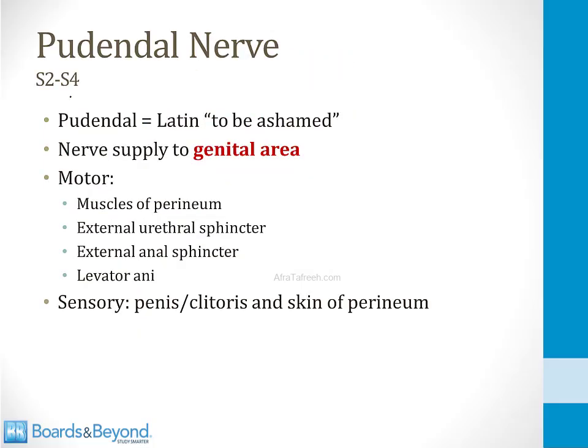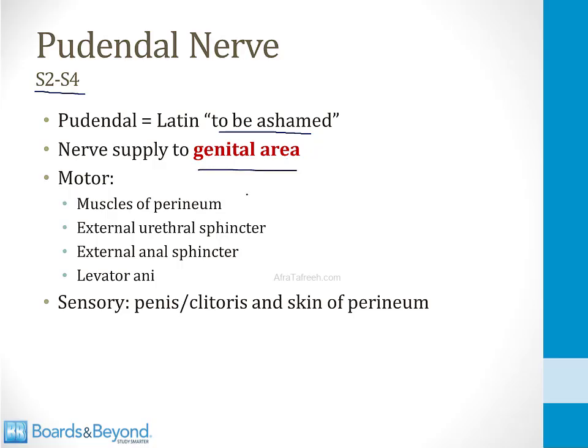and they will lose inversion of the foot. The last nerve I'll talk about in this module is the pudendal nerve, which comes from nerve roots S2 to S4, so way down low in the lumbosacral plexus. The word pudendal is Latin for to be ashamed, and if you know this, it makes it easy to remember that the pudendal nerve is the nerve supply to the genital area.